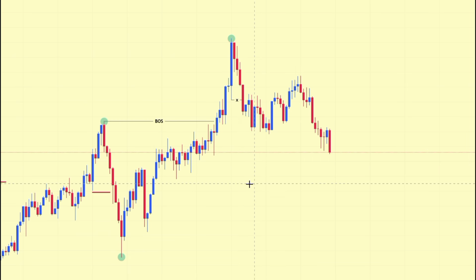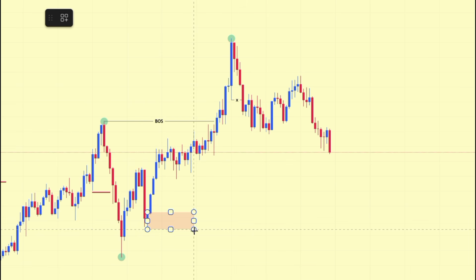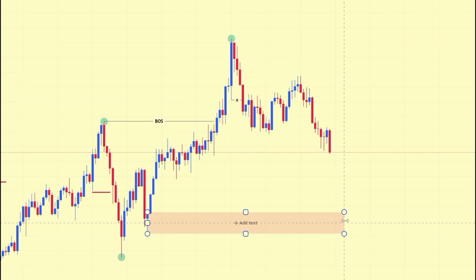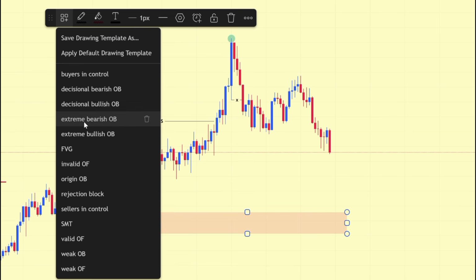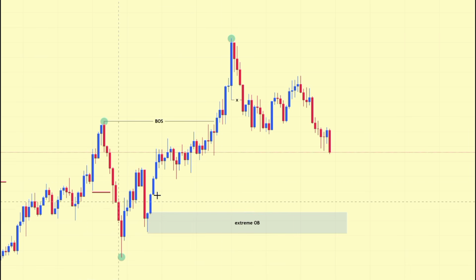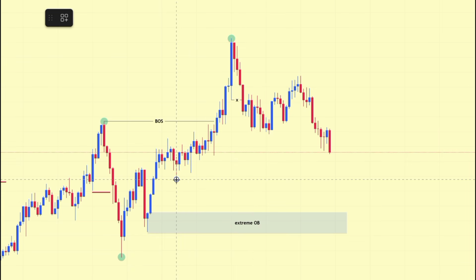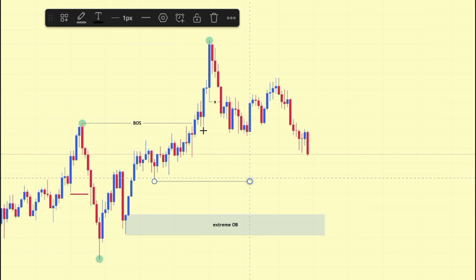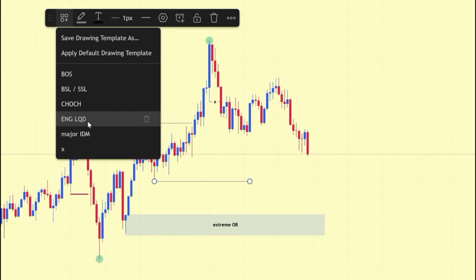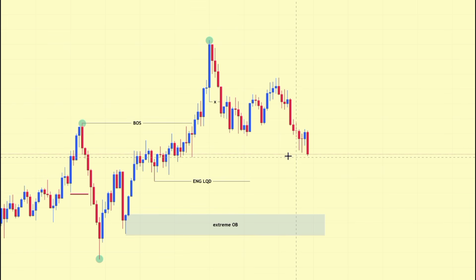Okay, so right here we can clearly see that the extreme order block was mitigated, and this one here makes the extreme order block. So that makes it the extreme bullish order block. And of course, this one here is the sell side liquidity right before the extreme order block. So what do we call this? We call this engineering liquidity. So that's the engineering liquidity.